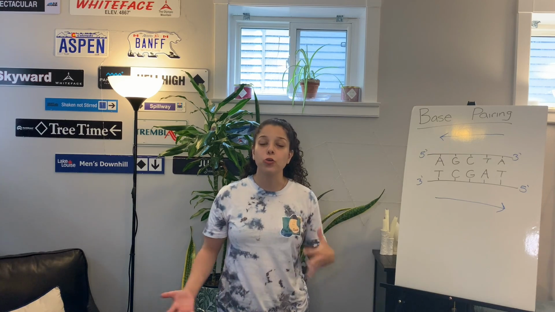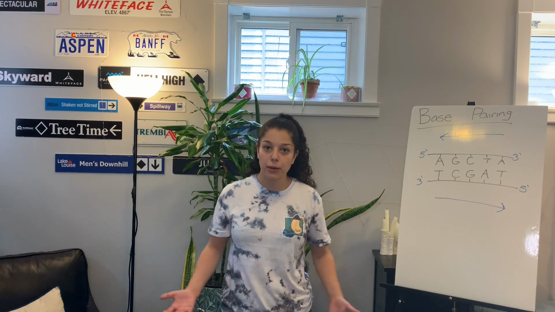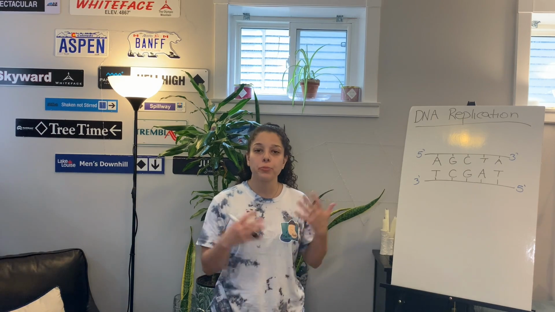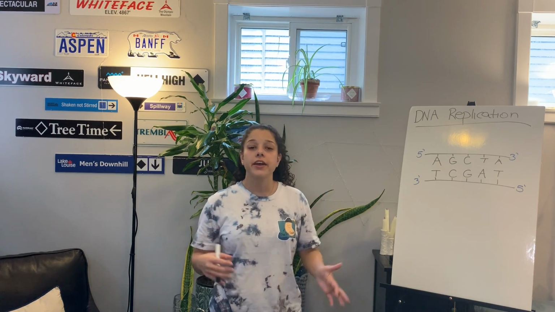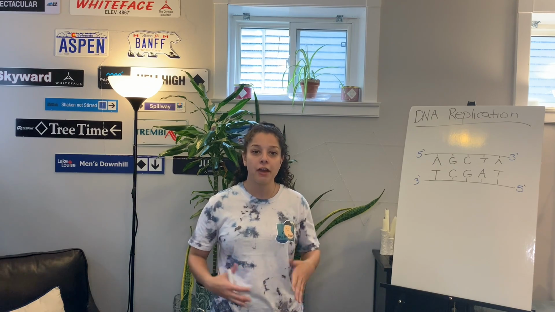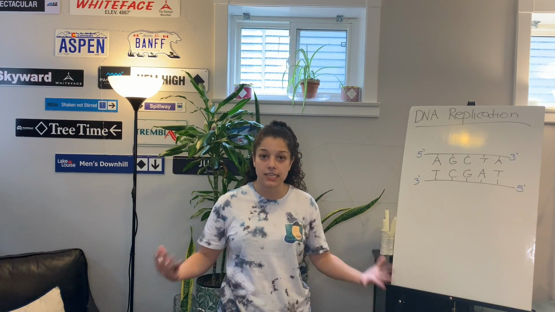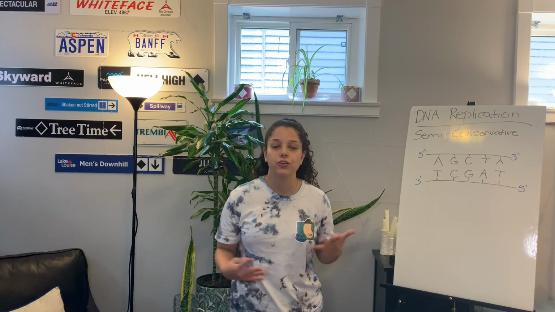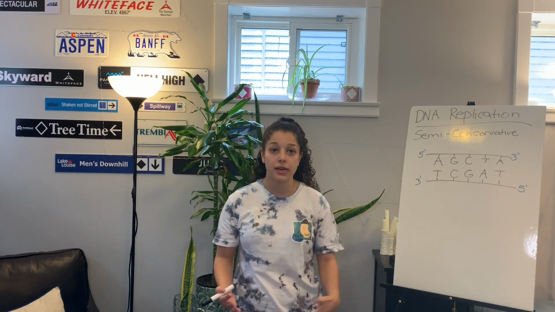So now let's get a little bit into how DNA is replicated. All right, so first I'm going to give you a brief overview of how replication is actually done, and then we're going to get into an experiment of how we came to find out how DNA did this. DNA replication is said to be done in a semi-conservative manner, so let's get into what that means.